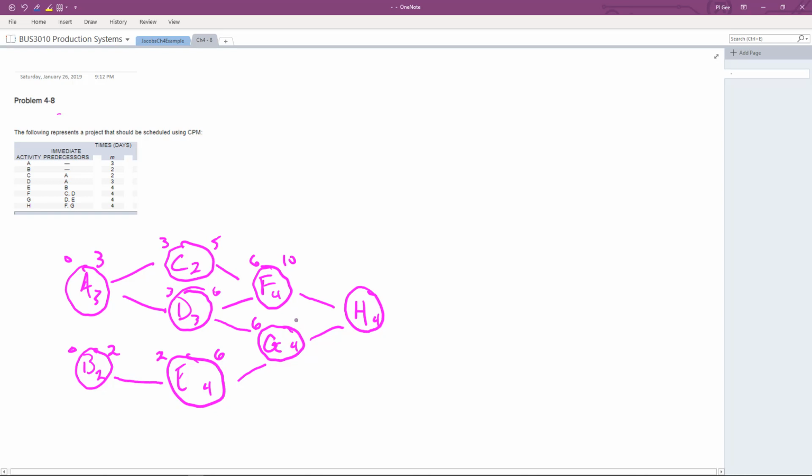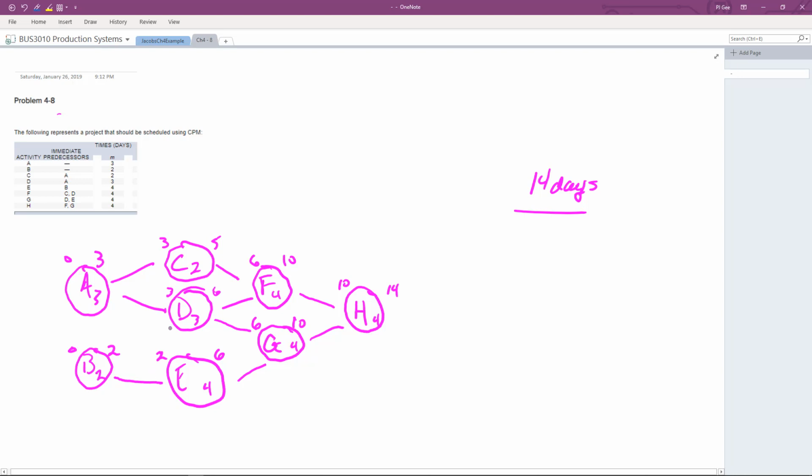We add 4, we get to 10. Okay, they're giving us some easy numbers here because we don't have to think too much about this. Both F and G end on week 10, so H can't start until week 10. Add 4, that's 14. Okay, so the time through the system is going to be, and I'm sorry I keep saying weeks, but this is going to be 14 days. If I write it down, I keep saying weeks. Okay.